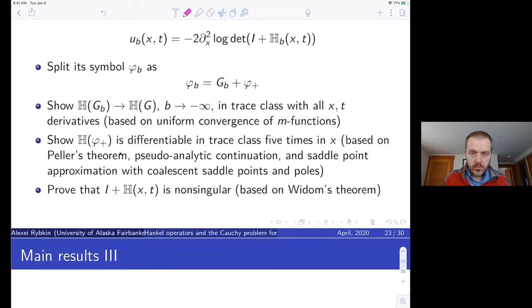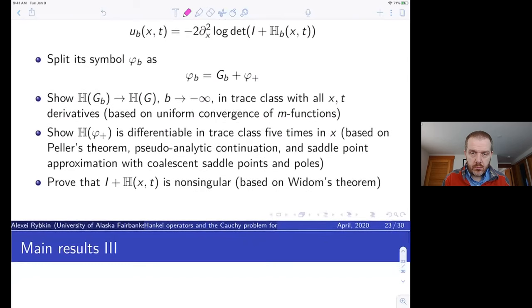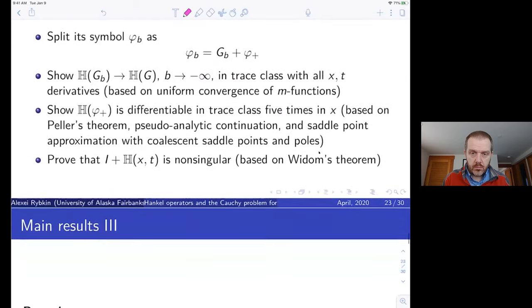First of all, Peller's characterization of all trace class operators, where the expression of the norm of this operator in terms of the potential, in terms of phi, appears. And then so-called pseudo-analytic continuation techniques, which were developed back in the 70s, actually in Russia, by Dynkin, late Dynkin. It would also require a saddle point approximation, where saddle points or stationary points coincide with poles, and the last but not least, non-singularity of this matrix, and the proof relies on Widom's theorem, which I introduced as one of the properties of Hankel operators.